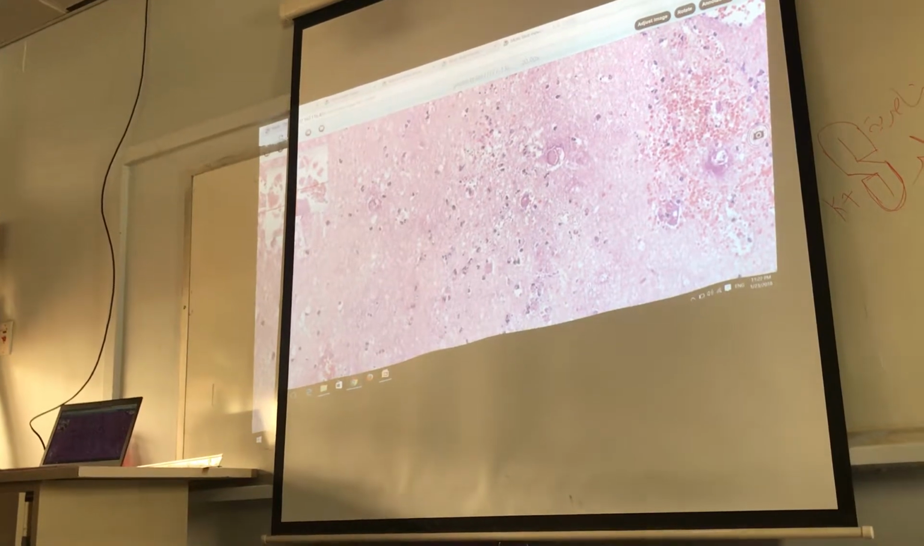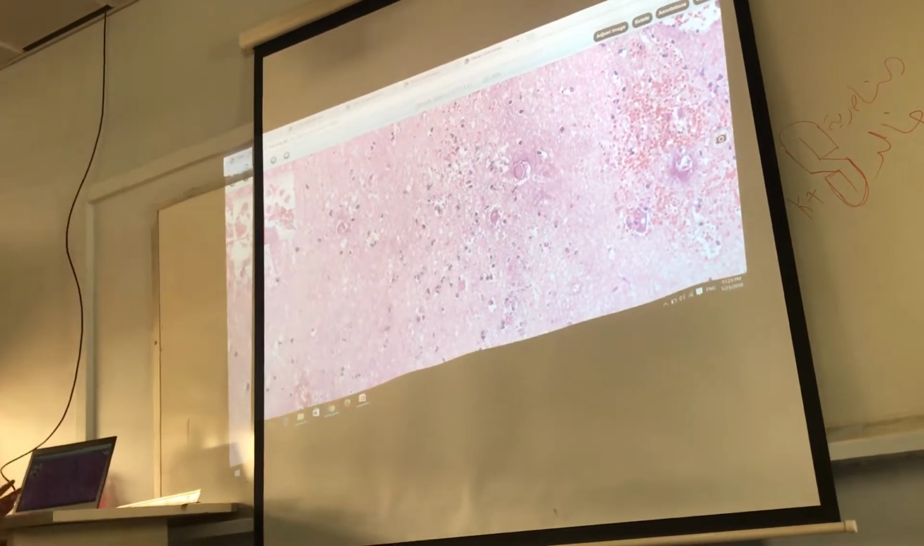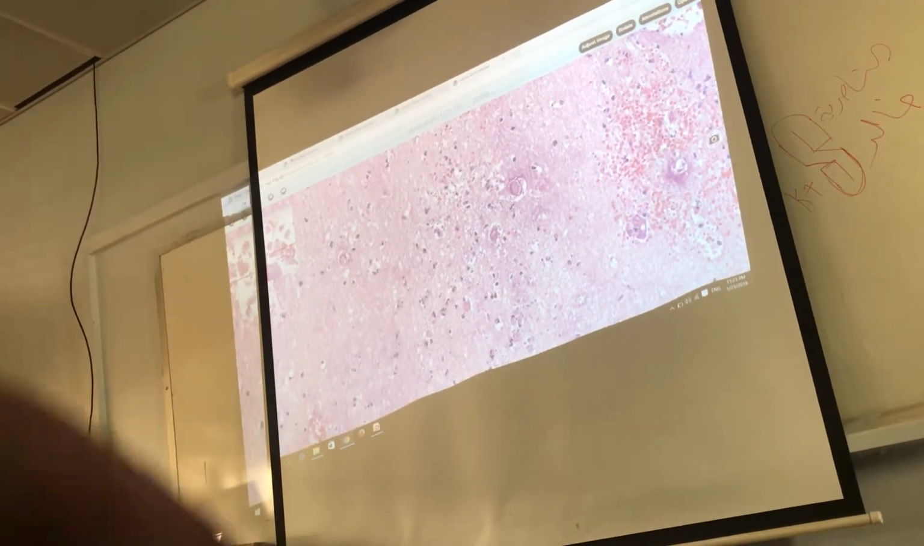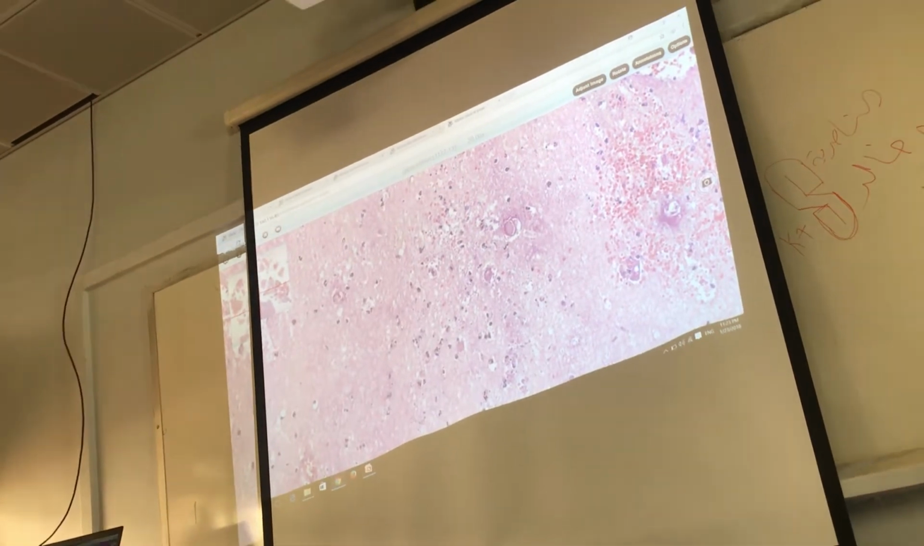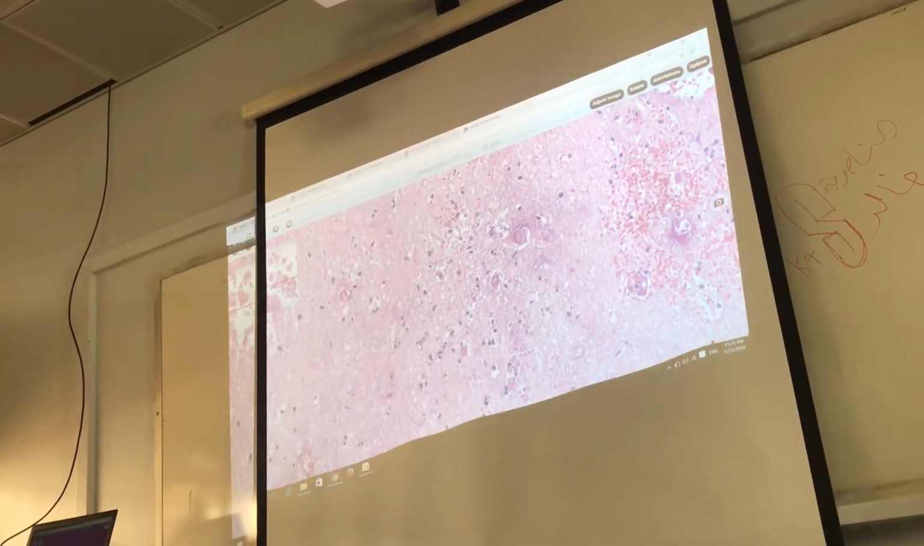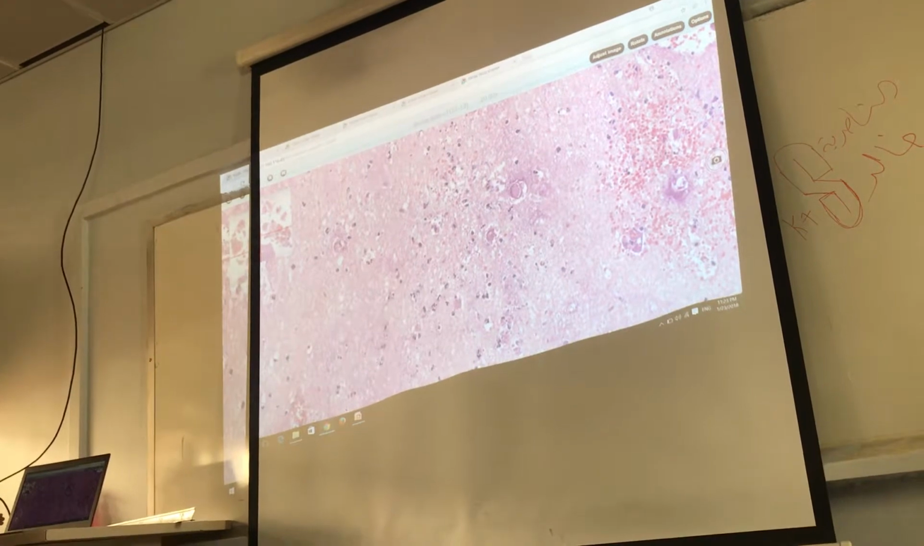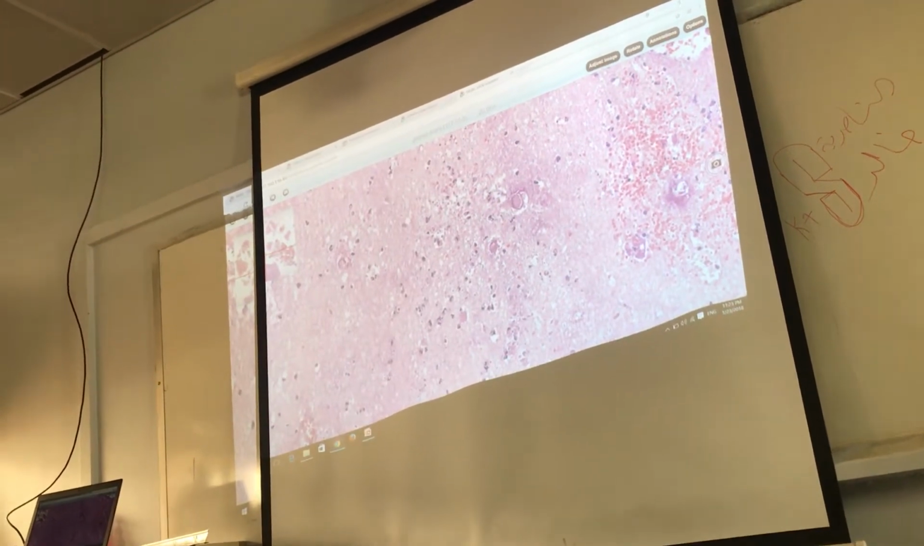How are we recognizing this? How do we differentiate astrocyte from oligodendrocyte? By dendrites. Exactly. Here, these are very small ones, and they don't have a clear halo. So this is all proliferation of astrocytes. Astrocytes, yes.